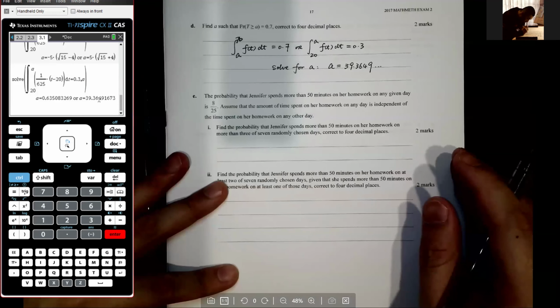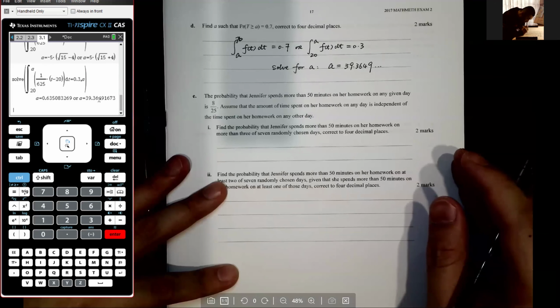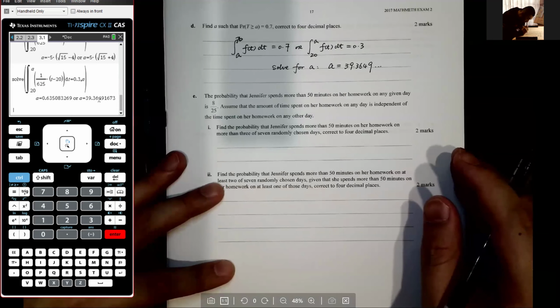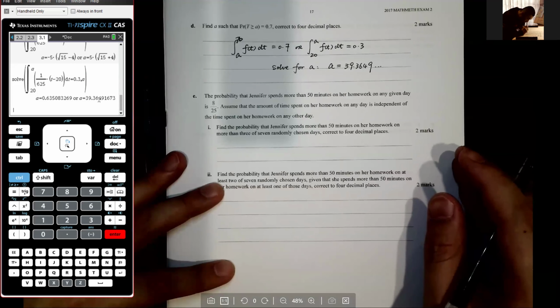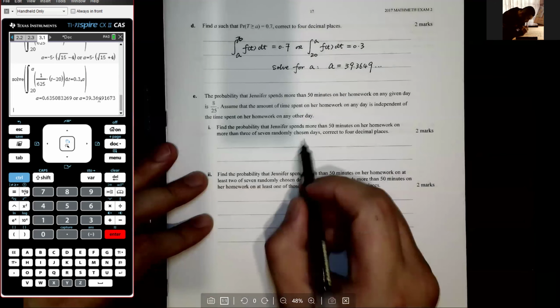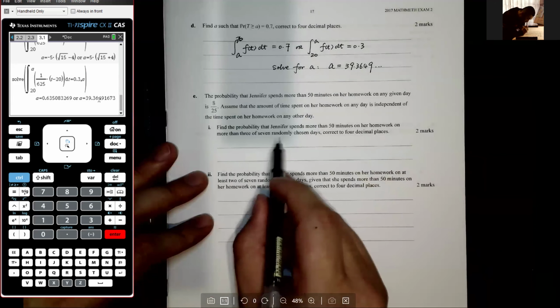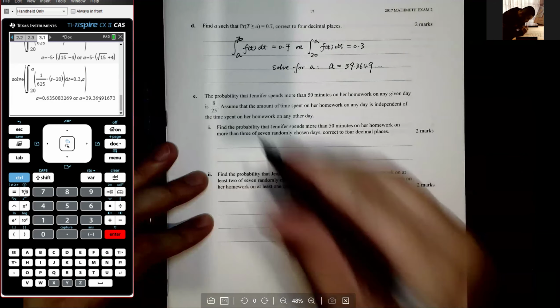The probability that Jennifer spends more than 50 minutes on her homework on any given day is 8 over 25. Assume that the amount of time spent on her homework on any day is independent of the time spent on any other day. Find the probability that Jennifer spends more than 50 minutes on homework on more than 3 of 7 randomly chosen days, correct to 4 decimal places.